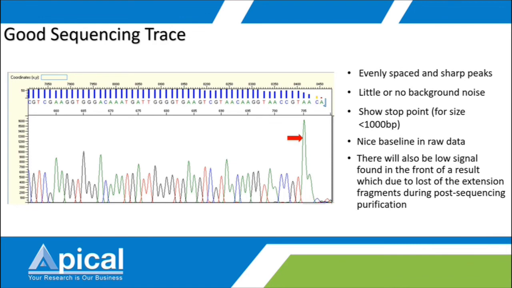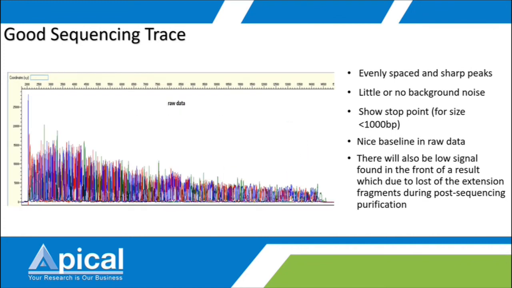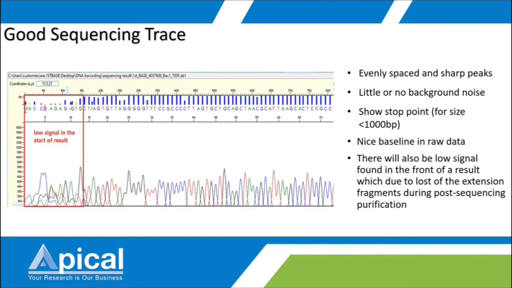So you won't see a stop point there. The raw data of the sequencing result should have a nice baseline. If you find the baseline is flying, then it means there is salt contamination. In every sequencing result, you will find some loss of the signal in the front part.